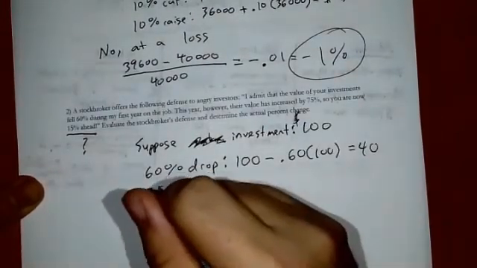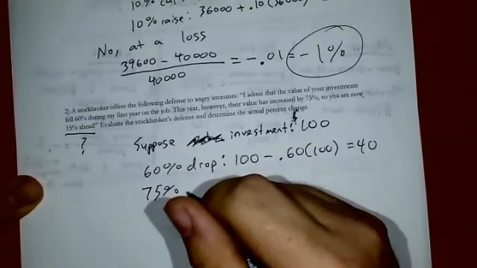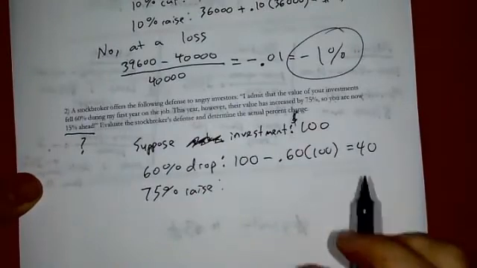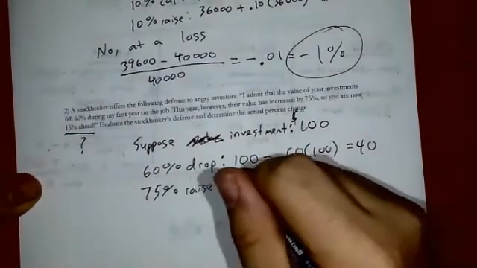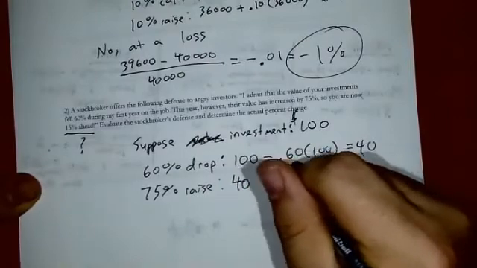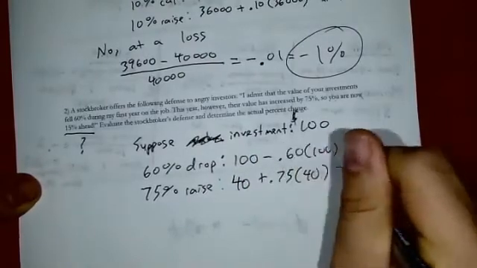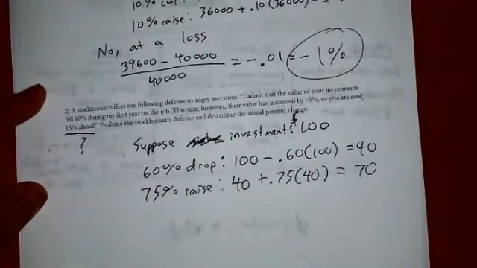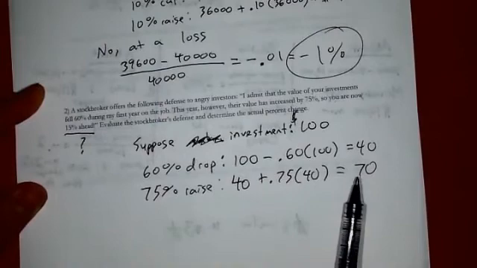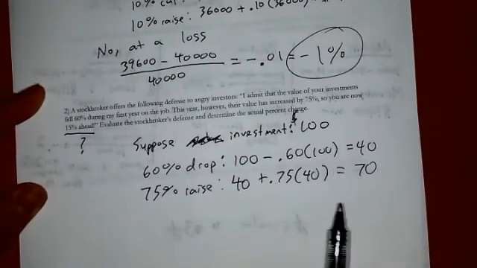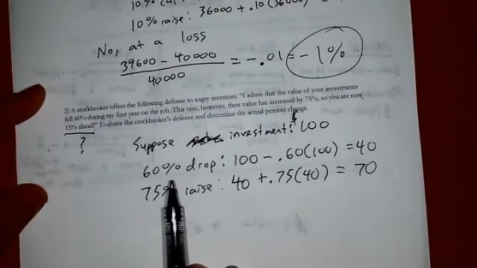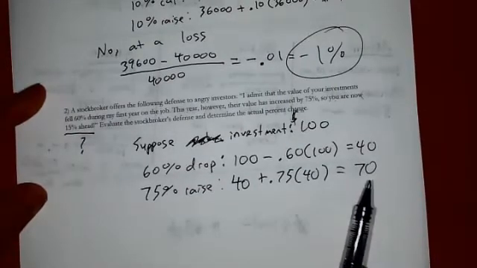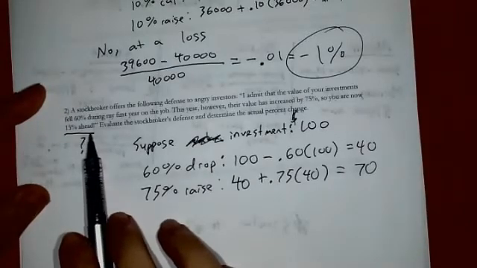Then you got a 75% increase, or let's call it a raise. Okay, well, your investments dropped to $40, but then they increased by 75%. And there we get 70. Wait a second, we started at 100 and we ended at 70? Yeah, you're still at a loss. If you take a 60% decrease, then get a 75% raise, you're still operating at a loss, actually. So no, you're not 15% ahead, you're still at a loss.